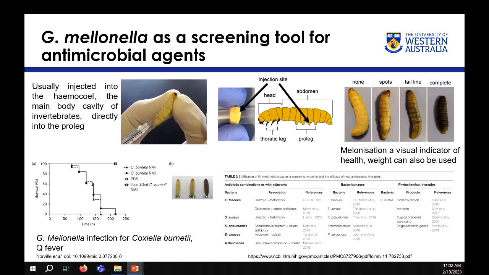And I've put this table here, if you're interested, you can go and have a look. You can see that there are lots of different infections that have been looked at, and this is only some of them. What they found was that the results coming out of Galeria are very similar to what you see in mice.